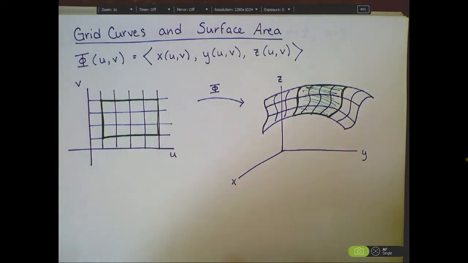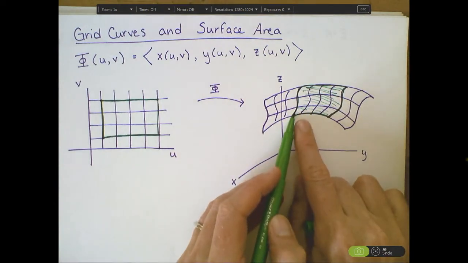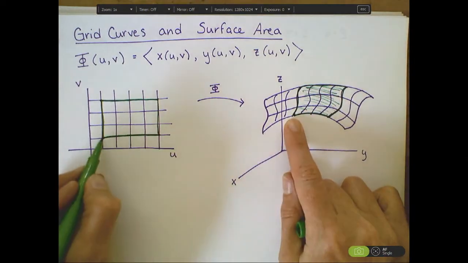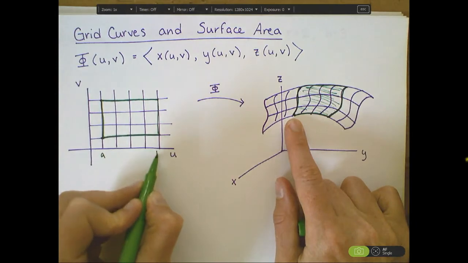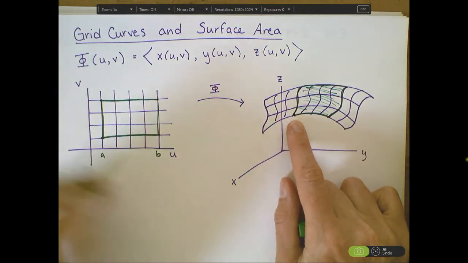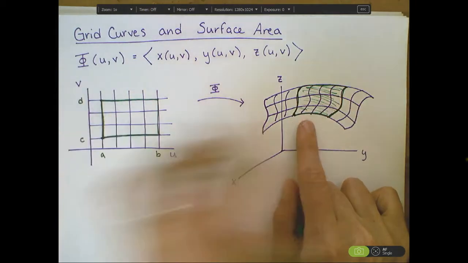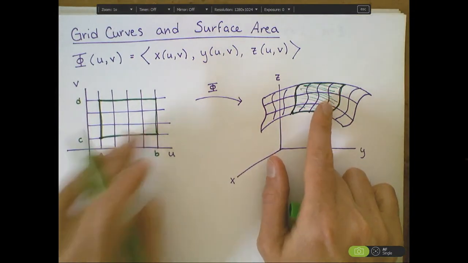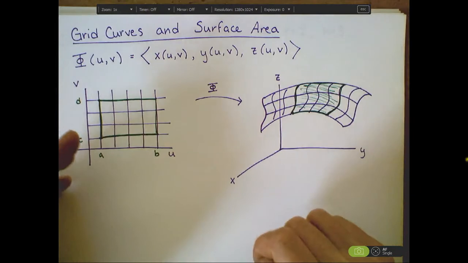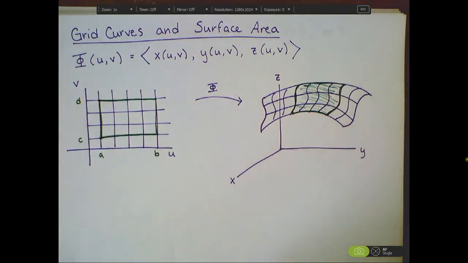So let's say that for this parameterization, this corresponds to bounds that are from a to b in my u's and from c to d in my v's. You can see how this translates, and of course this is just a pictorial representation of that.